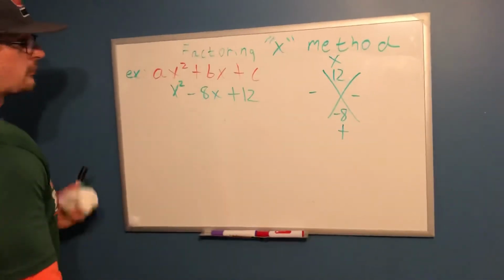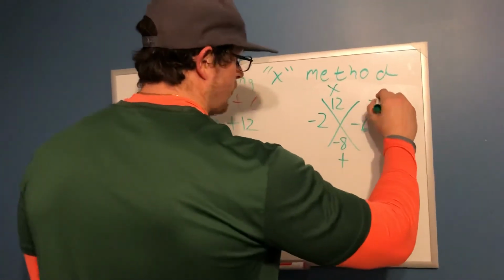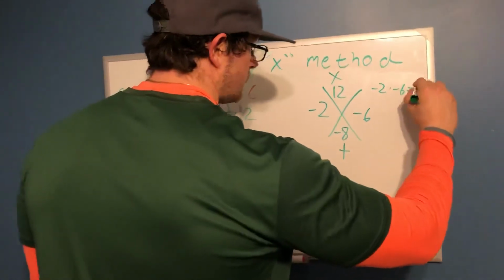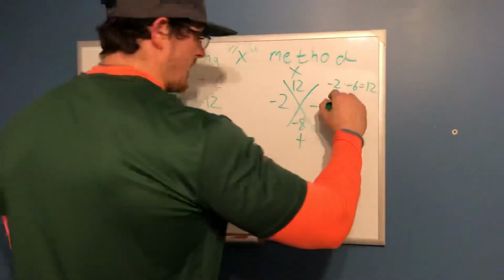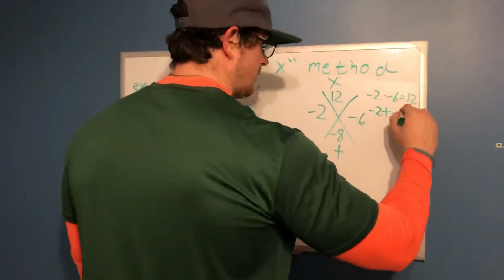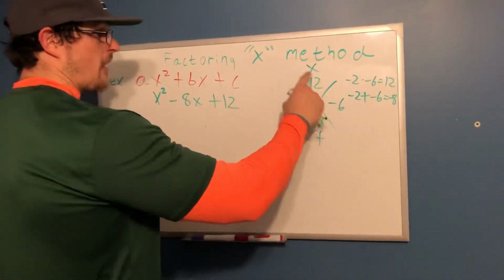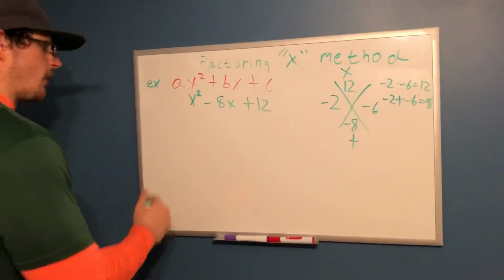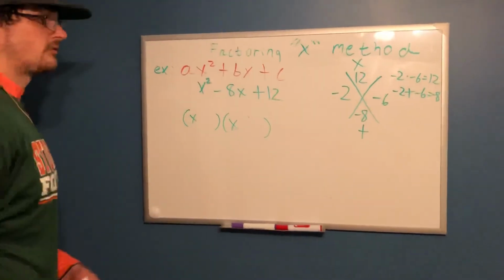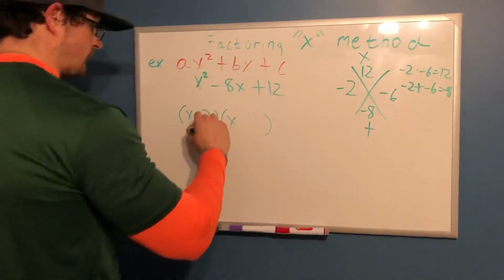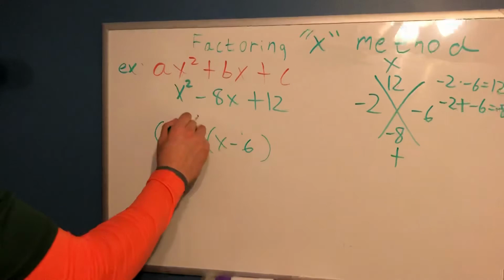Now let's think of numbers that multiply to make 12. Let's try 2 and 6 again. Negative 2 times negative 6 is positive 12, so that worked out. Now let's try the bottom. We add them: negative 2 plus negative 6 is negative 8. So that worked out. I added to get negative 8 and multiplied to get positive 12. Those are my factors. We know it's going to be x in the parentheses, so I put minus 2 with one and minus 6 with the other. That would be my answer.